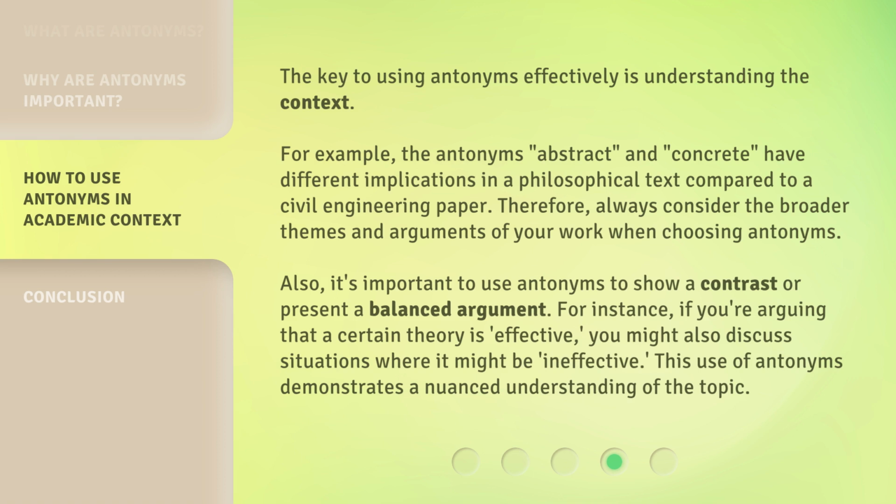Also, it's important to use antonyms to show a contrast or present a balanced argument. For instance, if you're arguing that a certain theory is effective, you might also discuss situations where it might be ineffective. This use of antonyms demonstrates a nuanced understanding of the topic.